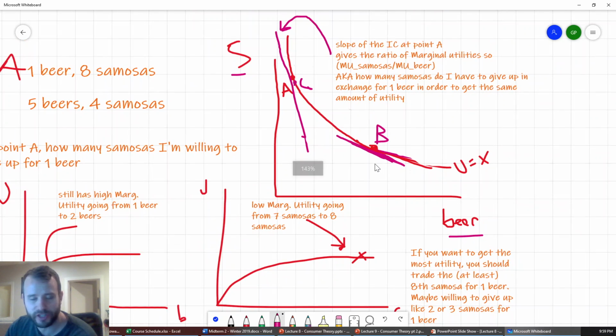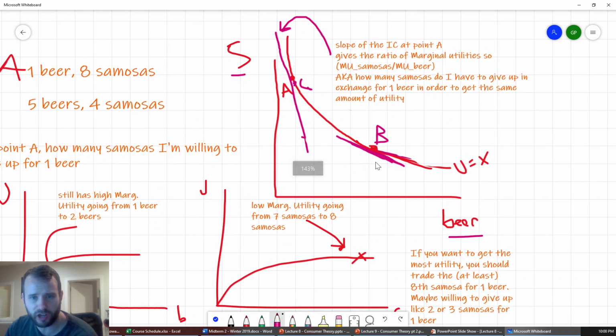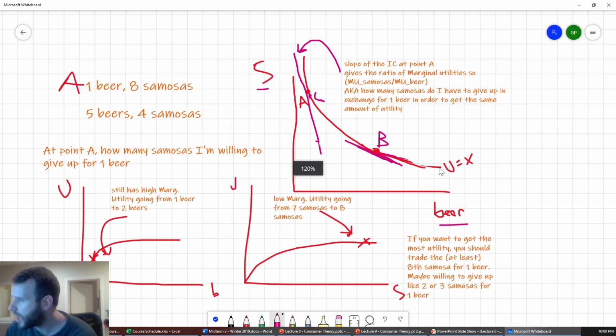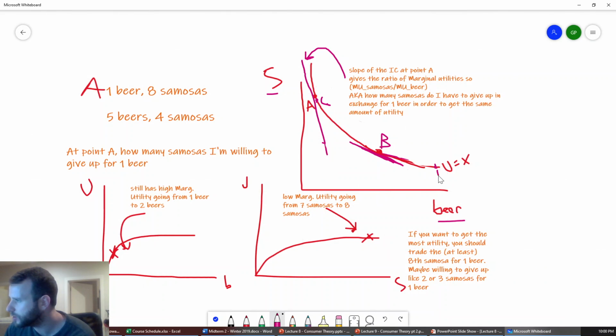And it's going to be a lot flatter because you're consuming a moderate amount of beers and a moderate amount of samosas. Okay. And at this point here, let's call this point D, which I guess I haven't defined, this will be an extreme amount of beers and very few samosas, right? The amount of samosas you give up for one beer is going to be very, very low because the marginal utility from that extra beer is going to be very low, but the marginal utility from a samosa is going to be very high. So you're not willing to give up one samosa for one beer. You're probably going to give up one samosa for like 0.025 beers or something like that, a very low amount of beers. Okay.